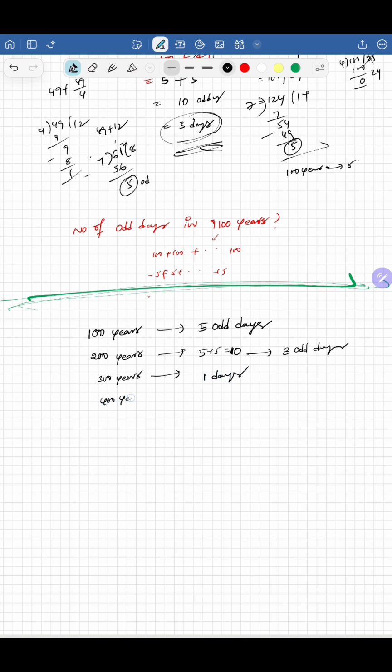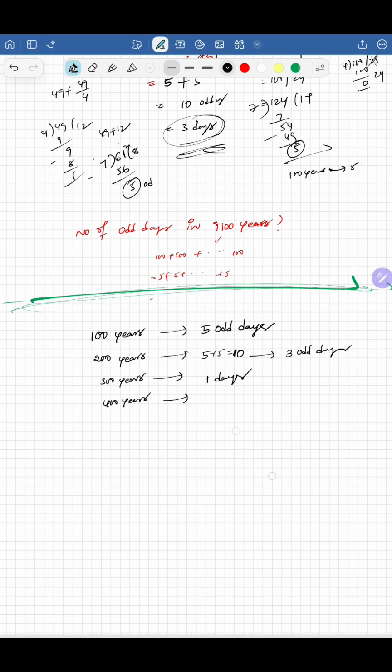Again 400 years. 400 means 5 plus 5 plus 5 plus 5, total 20. But it's a leap year, right? It's a leap year. So what you have to do? You have to add 1 to whatever you are getting here. Total 5 plus 5 plus 5 plus 5 is 20, plus 1 because it's a leap year, so 21 days. If you divide by 7, you will get 0 days.